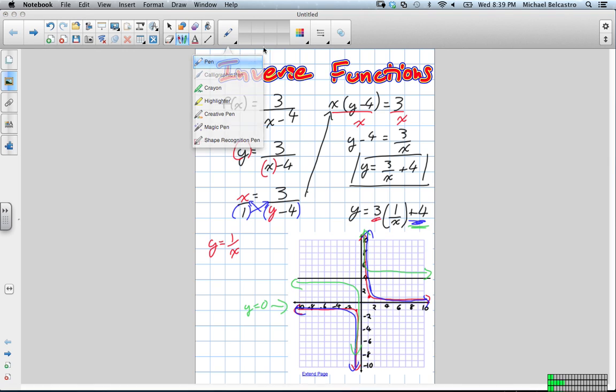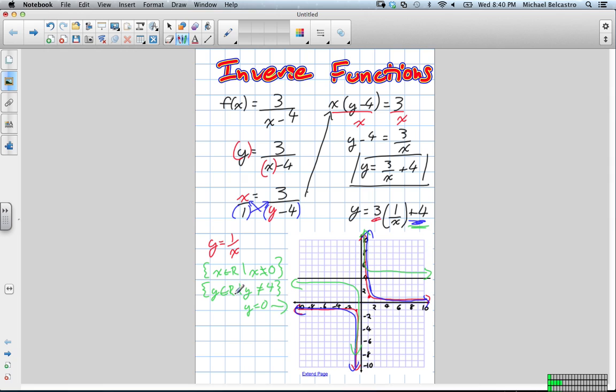So when we go to do our domain, the domain of this function is x is every real number such that x cannot equal 0, the only x value it can't equal. And the range for this one, y is every real number such that y can't equal what? It's not 0 anymore. It used to be 0. 4. That's right. Because we have a reciprocal function that got shifted up 4 units, the horizontal asymptote got shifted up 4 units. So y is every number except 4, and x is every number except 0.